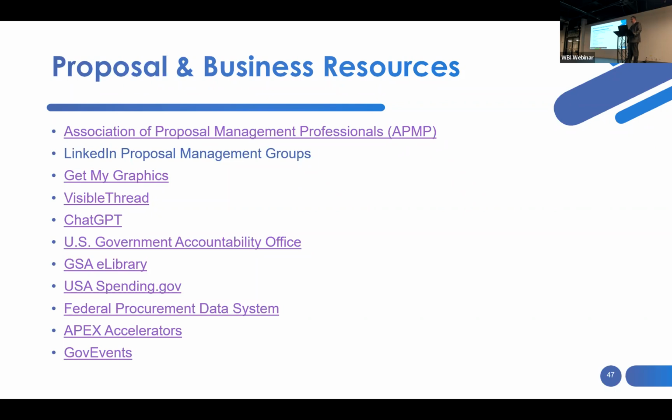USA Spending, you go in and search individual contracts. So if you have a contract number, you can search. If you search on prime contractors, see what awards they have, individual companies. You can search on agencies. And same thing with FPDS. They're kind of tied together. You get some additional information on FPDS.